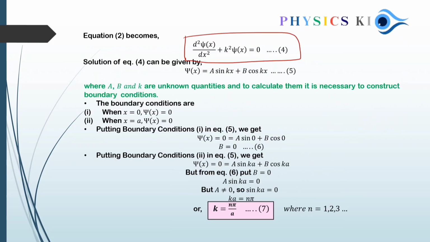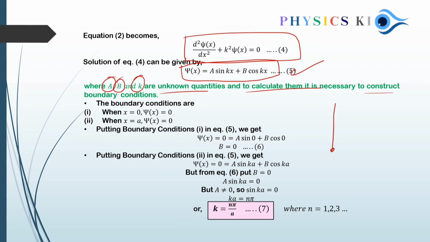This looks like a second order differential equation and we already know how to solve it. The ideal solution is available: psi equals A sin kx plus B cos kx. So use our equation number 5. And now try to identify A, B and k because these are the unknown quantities. So calculate them using the boundary condition.